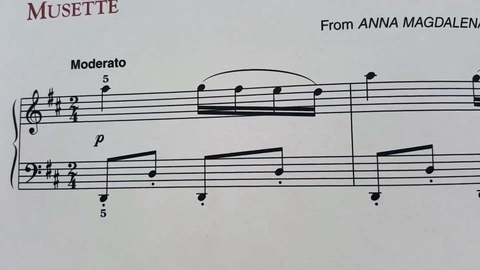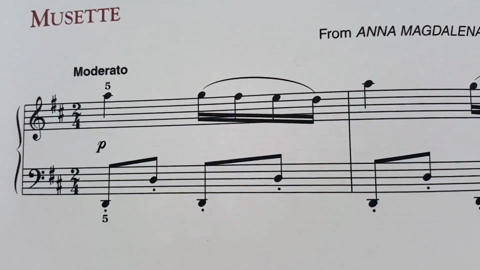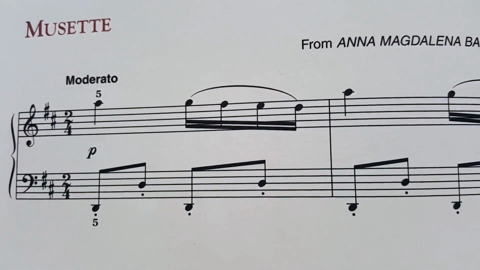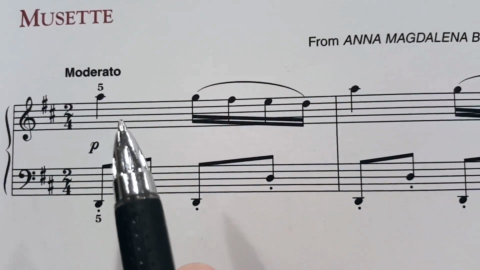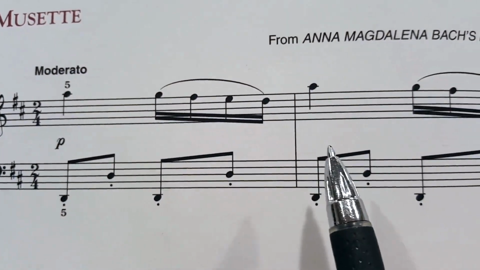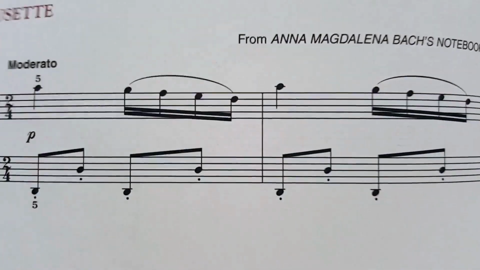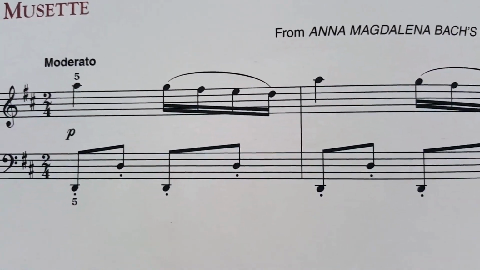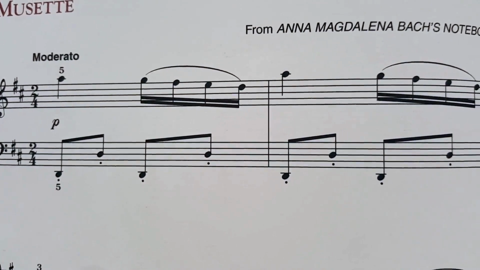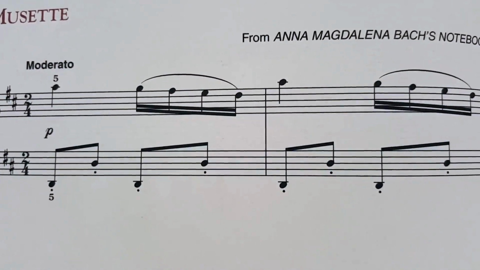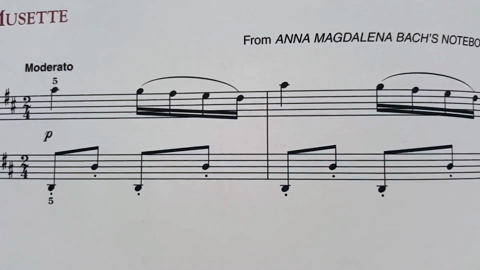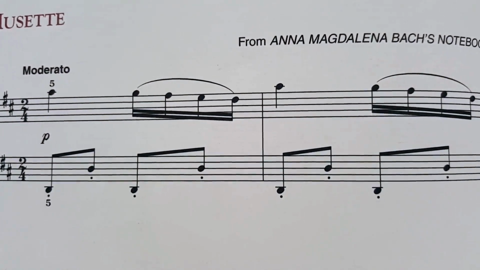So now let's look at our 16th notes in context of the Musette by Anna Magdalena Bach. And you notice that this piece starts off with a quarter note followed by 4 16th notes, a quarter note followed by 4 16th notes. And the treble clef portion of this piece would sound like this. 1, 2 E and a, 1, 2 E and a.